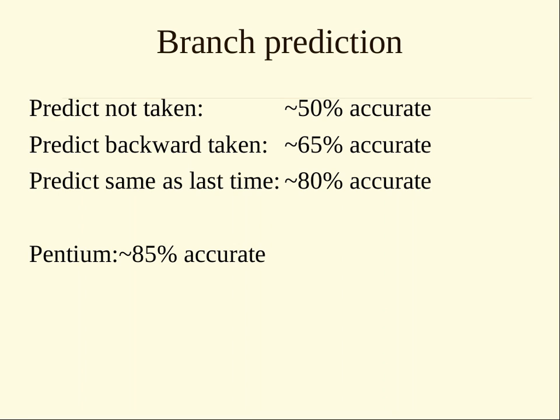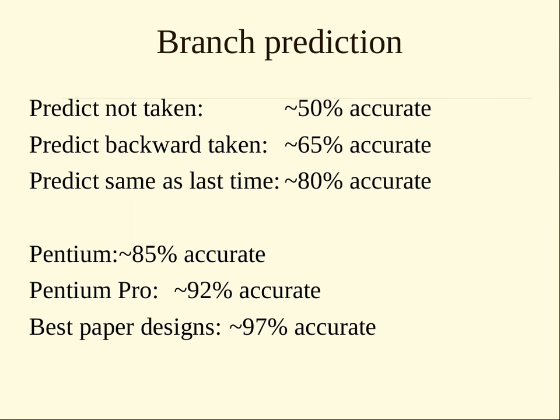All right. The Pentium 1 is 85% accurate. Pentium Pro is 92% accurate. Best paper design is about 97% accurate, and that's usually around 95, 96 is where we are. So, wow.